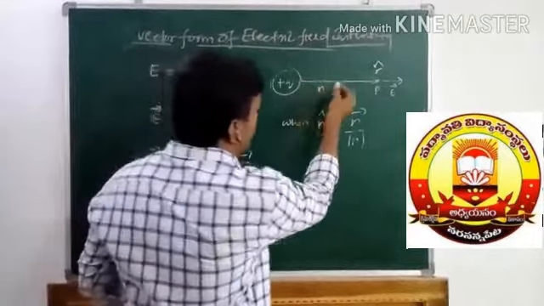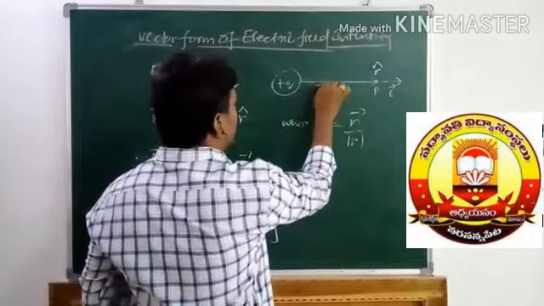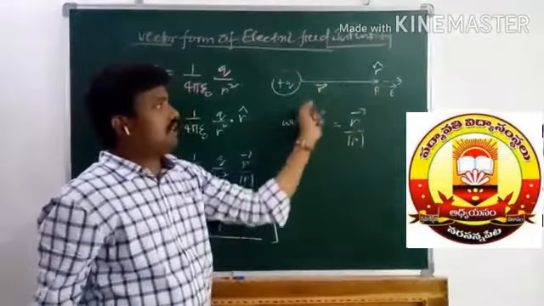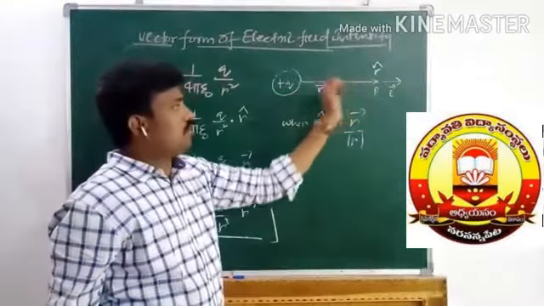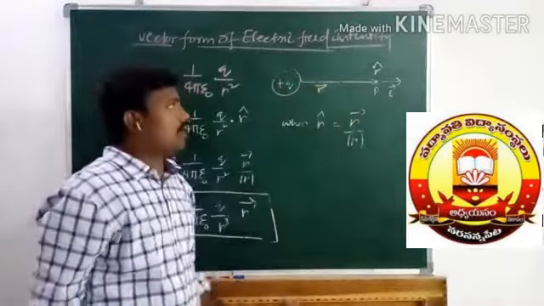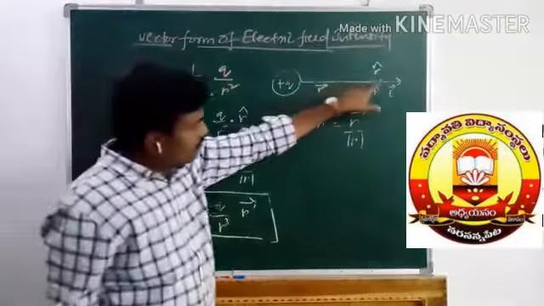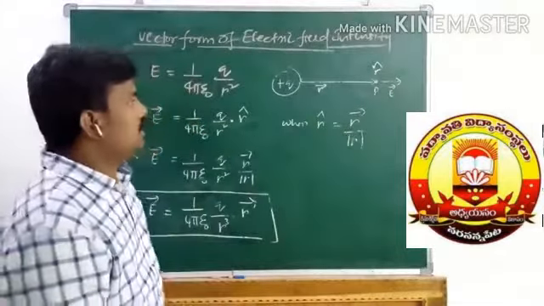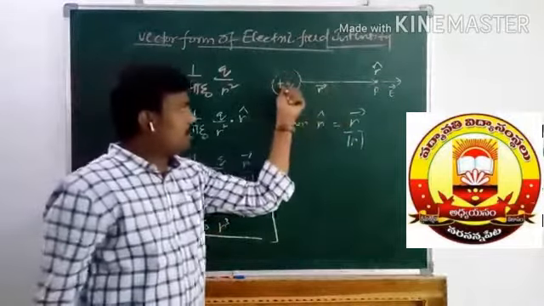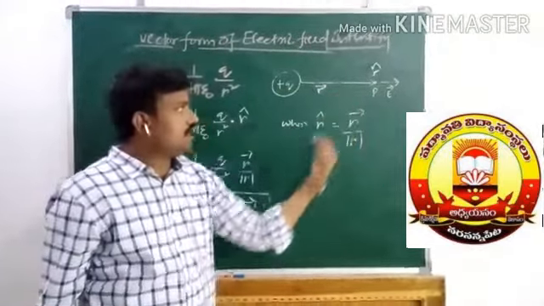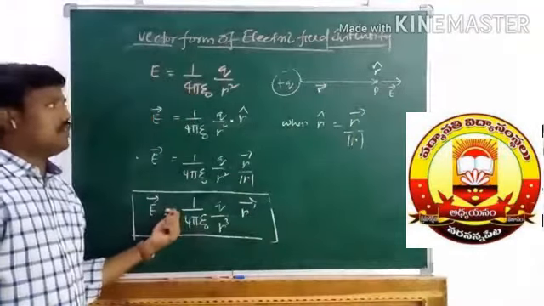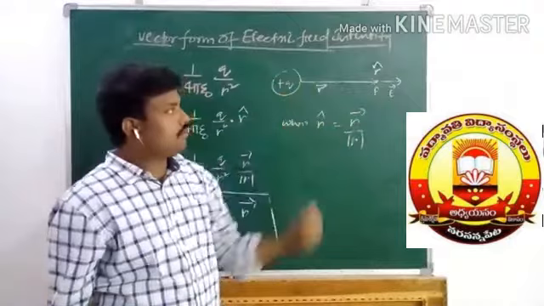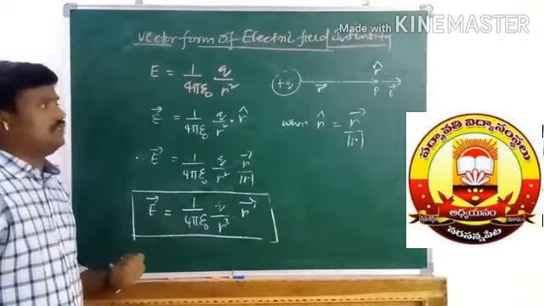Here r bar is the position vector of p with respect to q. In this direction we take r cap, and in the same direction we have E bar. If it is a negative charge, then E bar will be in the opposite direction, so you will get a minus sign here. Why? Because r bar and E bar will be in opposite directions. So then you will get a minus. Okay? Right.